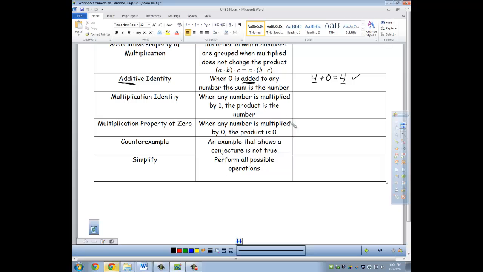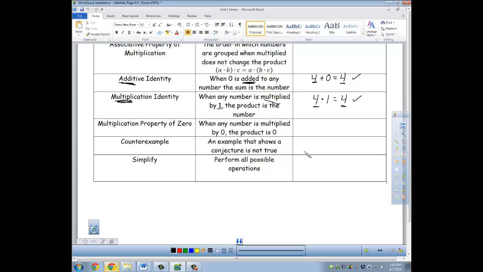Next is the multiplication identity. So you would think it would be very similar. We will be multiplying by something, but we want to get the same result we started with. So here we're going to multiply by 1. So let's try 4 again. Got 4, multiply it by 1. 4 times 1 is 4. And again, our result was the same number we started with, so that worked.